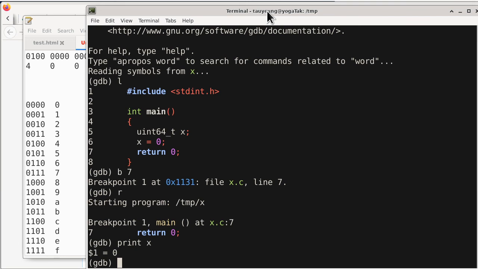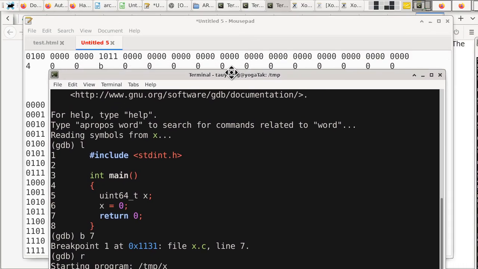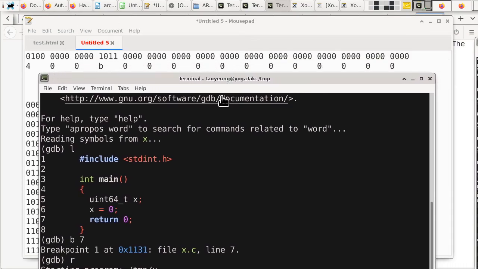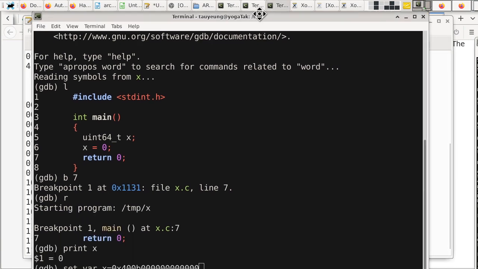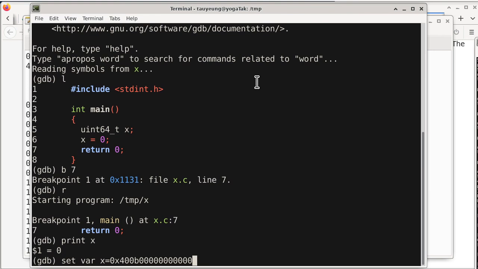So now the question is, how do I use this program to check what I just claimed? Yep, I can overwrite the value of a variable in GDB. I can say set var x equals 0x. Sorry about this, because I have to read that portion, so you cannot see what I'm typing. I'll bring the screen back up again when I'm done copying. So 0x400b, and then we have 1, 2, 3, 4, 5, 6, 11. Okay, so I think that is correct. Let me just count.